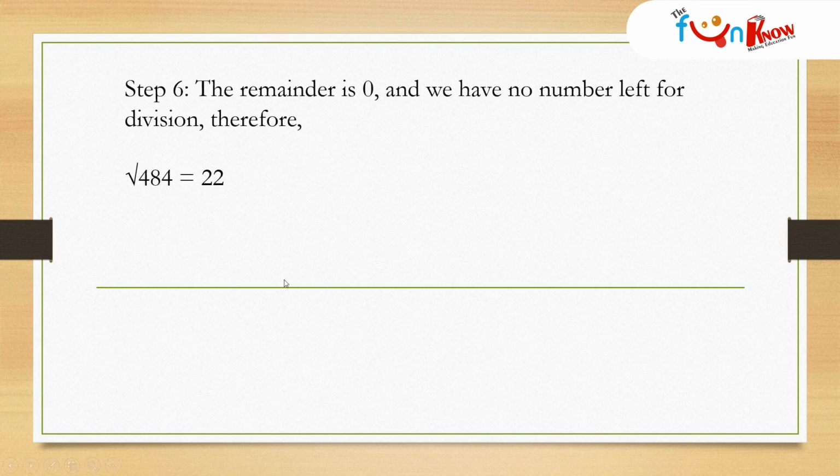This was exactly the same. The square root of 484 is equal to 22. Yeah, and the remainder is 0.